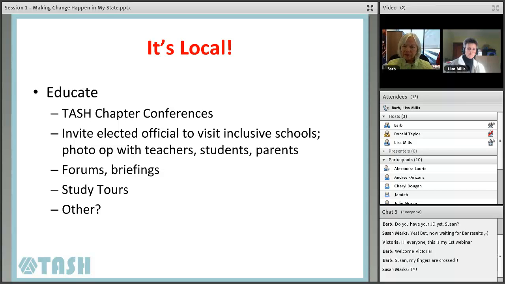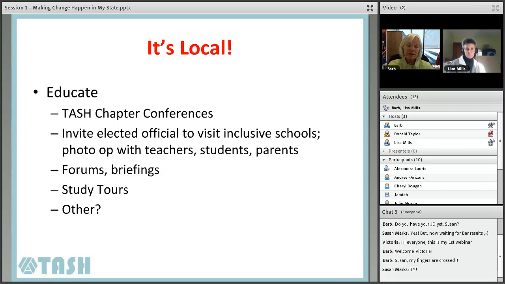Here are some examples of things that we do to educate. Of course, we have our conference. One thing that I really would like to encourage chapters to think about is inviting elected officials to see what inclusion really looks like, to experience an inclusive school, to get to know you, to follow a person throughout their workday so they see something besides what the status quo is.